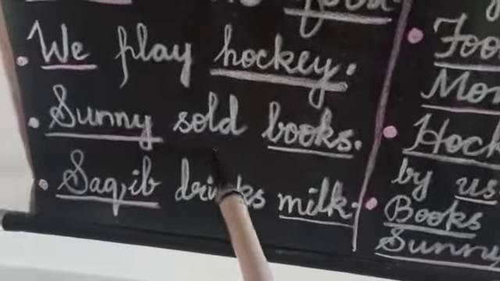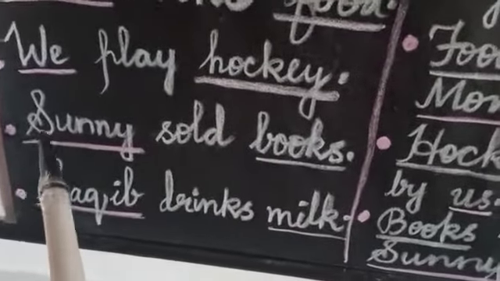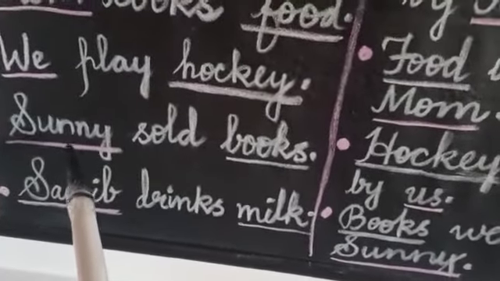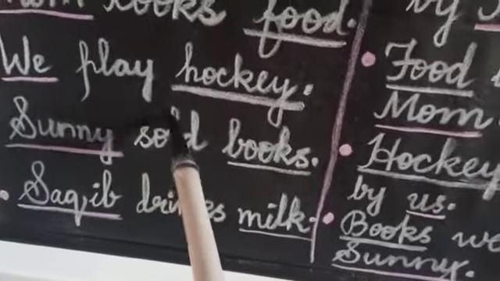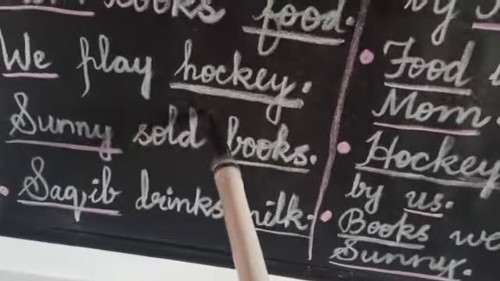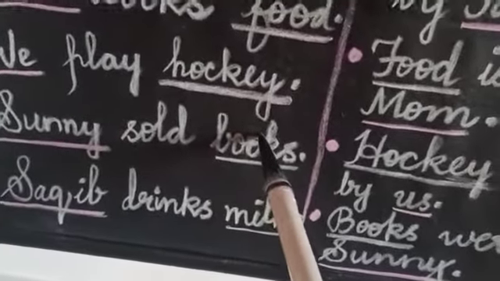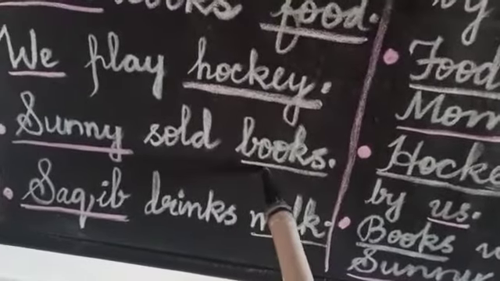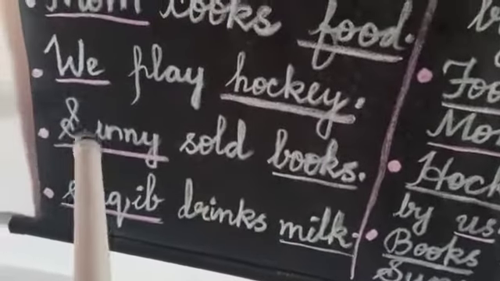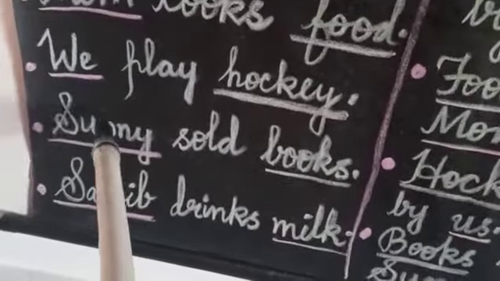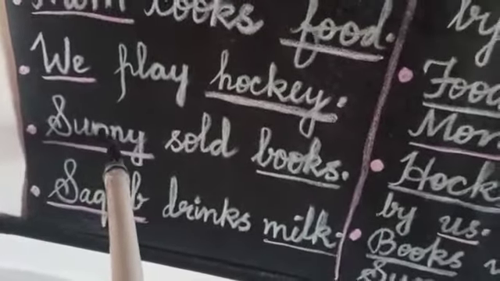Sunny sold books. My dear students, you see, Sunny is the doer. He has done the action. What action has he done? Sold. And what has he sold? Books. So here books is the object, sold is the verb. And who has done this action? Who has performed this action? Sunny. So Sunny is the subject.